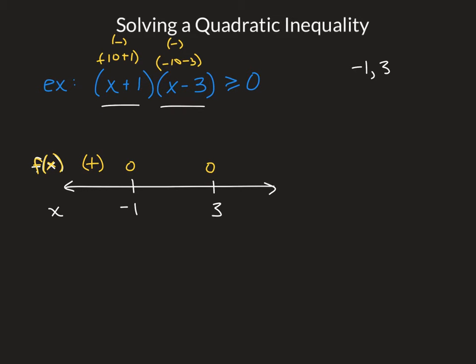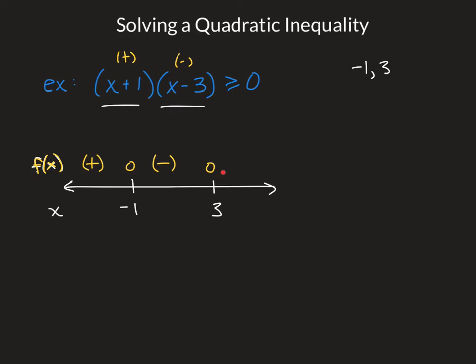Note, I only care if the value is positive or negative. I do not care what the value actually is. Okay, let's next try plugging in a number in between -1 and 3. An easy number to plug in would be 0. So let's plug in x is 0. If we plug in 0 here, we'll get a positive number. And if we plug in 0 here, we'll get a negative number. Our overall output, when we multiply these two together, will be a negative output, positive times negative. So plugging in any number between here yields a negative output.